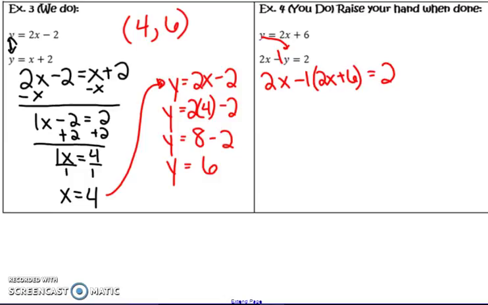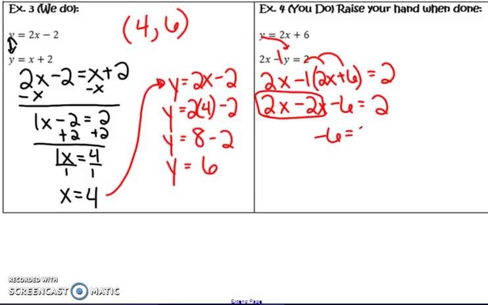Please don't forget to put that negative 1 in front of your parentheses. It doesn't just automatically become negative 2x, because now we need to actually distribute this negative 1 to both numbers, not just the 2x. If I combine like terms, these form a 0, so I'm left with negative 6 equals 2. Since there are no variables, we can stop. And we know that negative 6 never equals 2, so this tells me there is no solution to my problem.